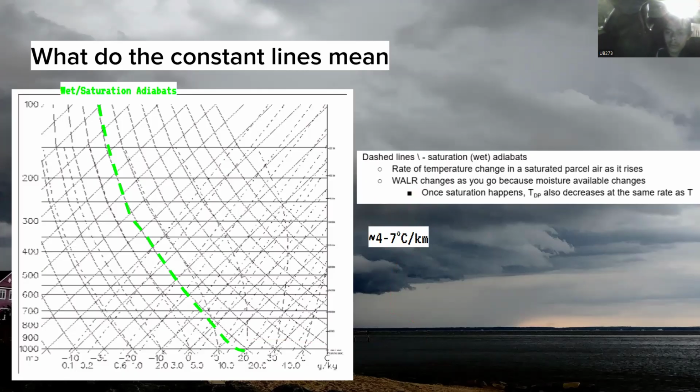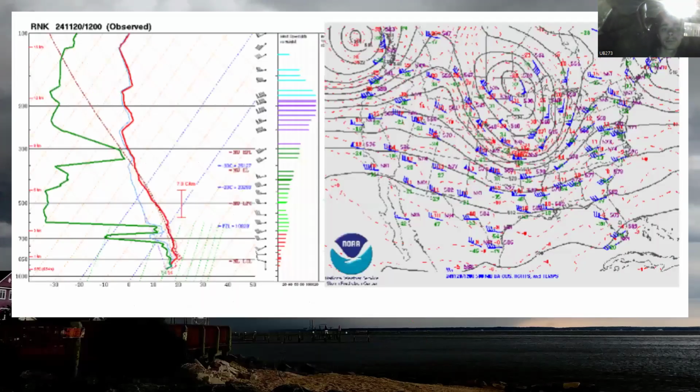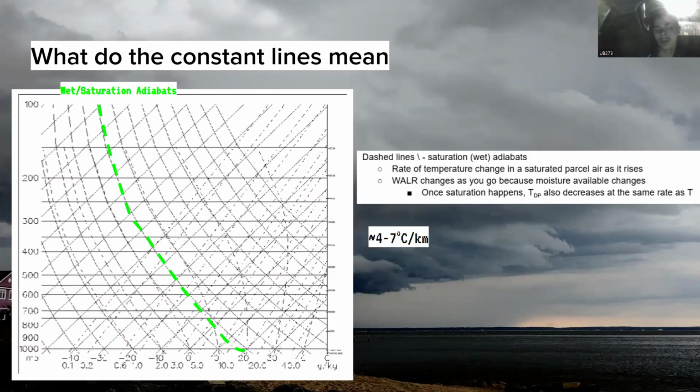All right. Once saturation happens, the dew point temperature is actually going to decrease at the same rate as temperature. And we'll have an example of that later on. All right, there we go. So now those are the different things. So we have 5 things basically. We have pressure, temperature, saturating mixing ratio, wet and dry adiabats.